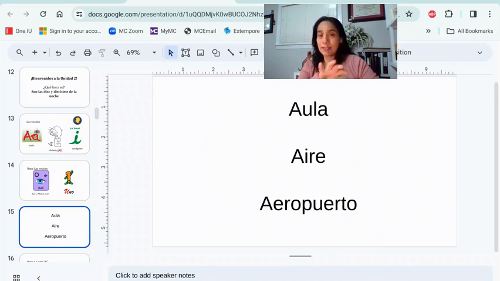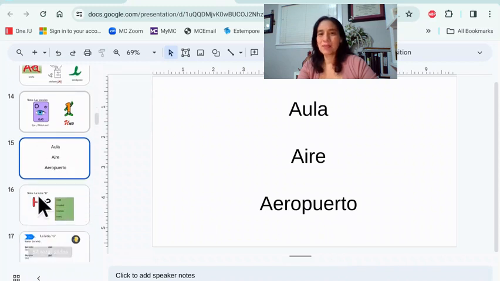Now, in español, we need to respect the sound of each vowel. You cannot skip. You cannot combine. You gotta respect the pronunciation of each one that you see, like in this word, that means classroom. It's the word aula. Aula. Then we have the word air, aire. And then we have the word airport. Aeropuerto. I hope these examples are helpful.